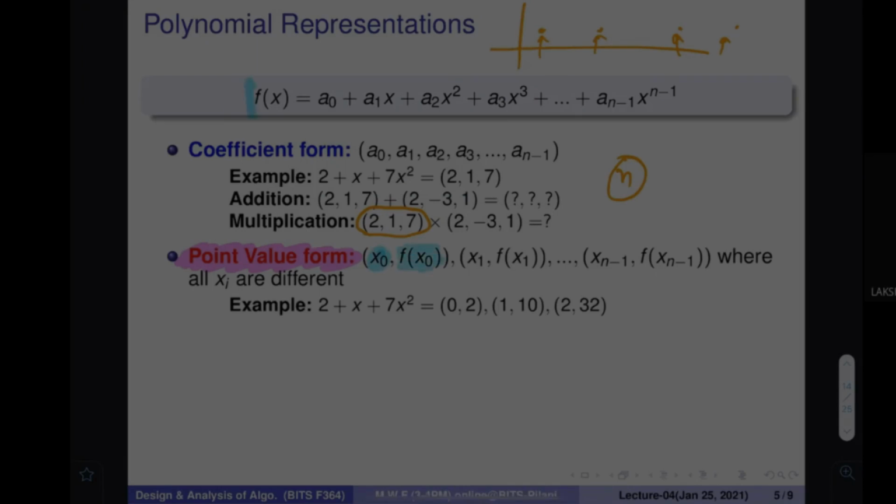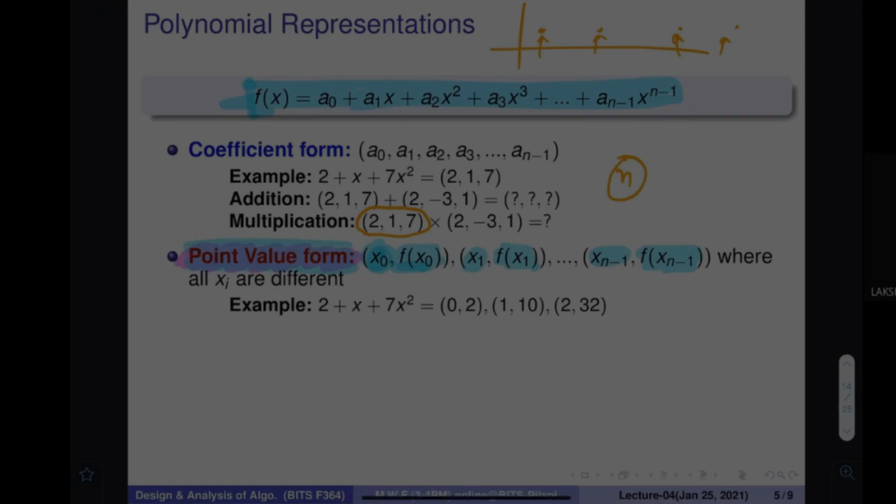So this is the equation of the polynomial. Pick some value and find out what the value is. Pick another value, find out the value of that particular function. Pick another value, find out the value of this. This is called the point value form.